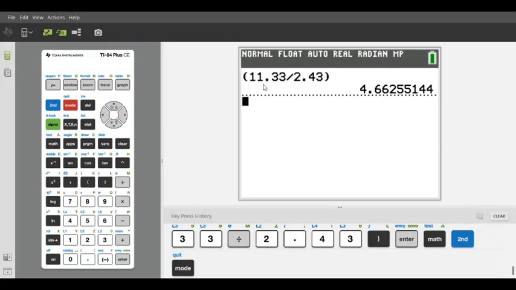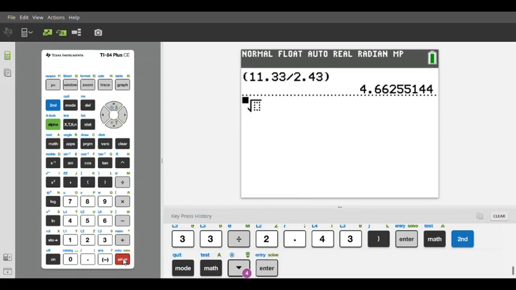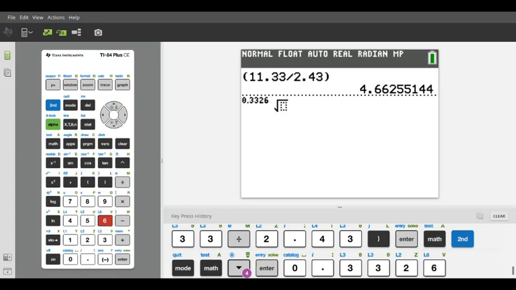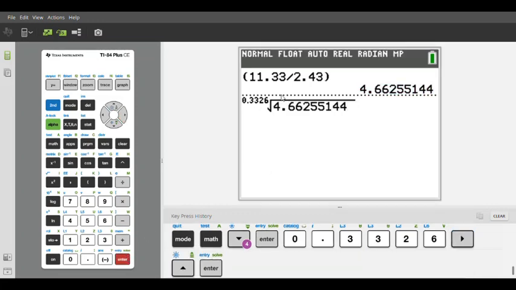Alright, so I'm over here at my calculator. I already took that 11.33 and divided it by 2.43. The next thing I need to do is the 0.3326 root. To do that, I'm going to hit the math button and scroll down to number 5. It lets you put whatever you want right here: 0.3326, I believe is what it was. Let me double check real quick. Yep, that's it. And that'll be the root of, now I want this to go in there because it's 11.33 divided by 2.43, so I'm just going to go up, select it, hit enter, and it'll put it in there for me. Hit enter here.